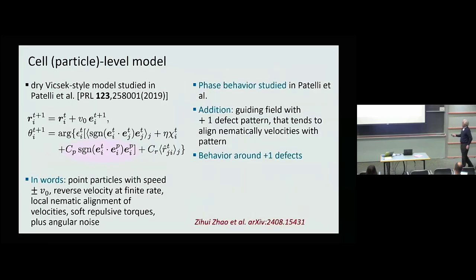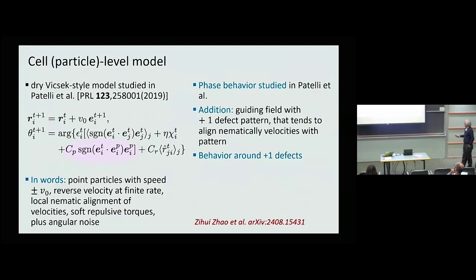I can go quickly here. For the particle model, we use the dry active nematic model by Patrick in 2019. Essentially it's similar; we just apply an external field. We consider the PDMS pattern as a weak external field. So we have velocity reversal, nematic alignment, the external field, and some soft repulsive torque by the other particles.